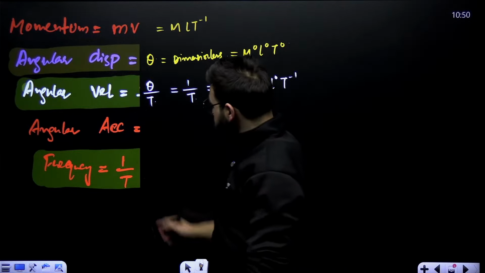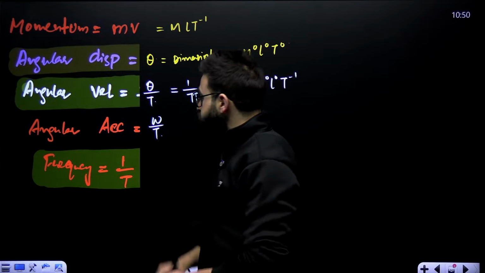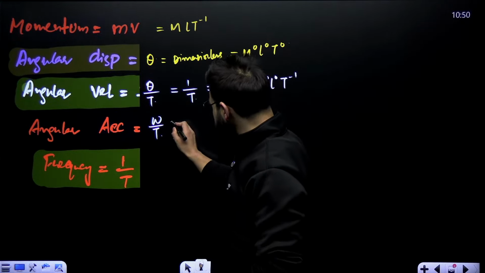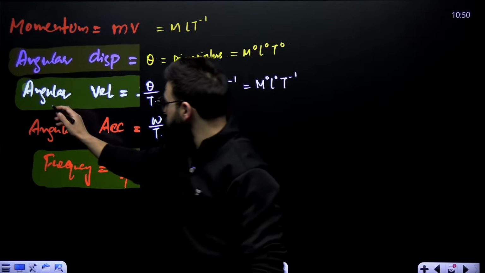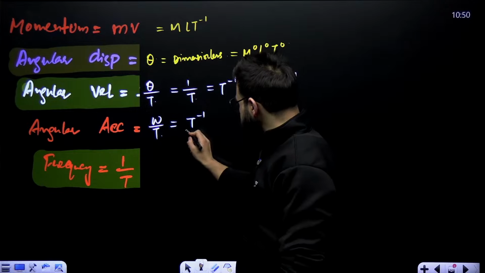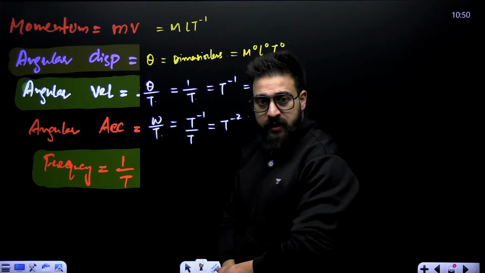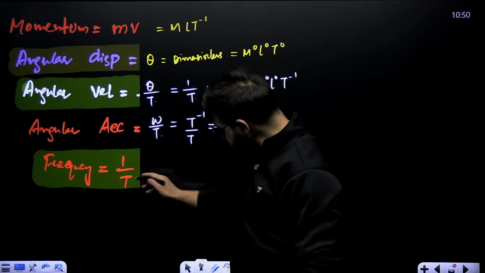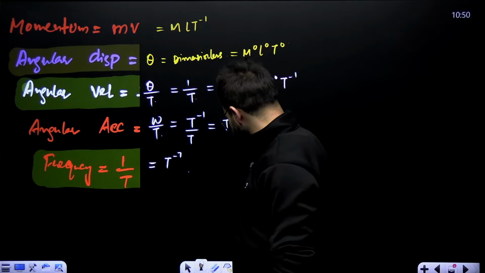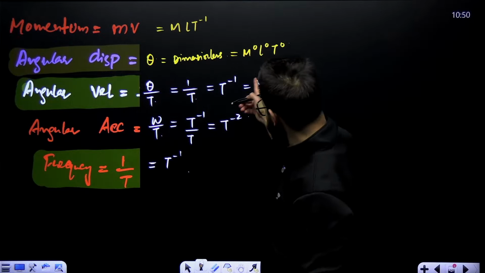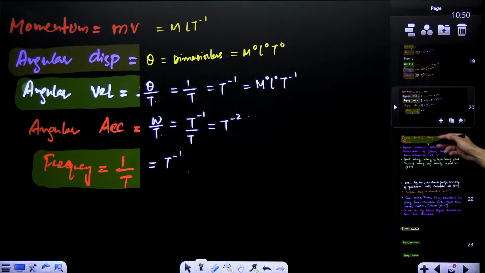Angular acceleration is angular velocity upon time, that is omega upon time. Now, for omega, it is T raised to power minus 1, and this is time over here. Take this in the numerator, it will become T raised to power minus 2. Then we have frequency. Frequency is inverse of time period. So take this in the numerator, it will become T raised to power minus 1. So does this mean this and this have the same dimensional formula? Yes. Different physical quantities can have the same dimensional formula.